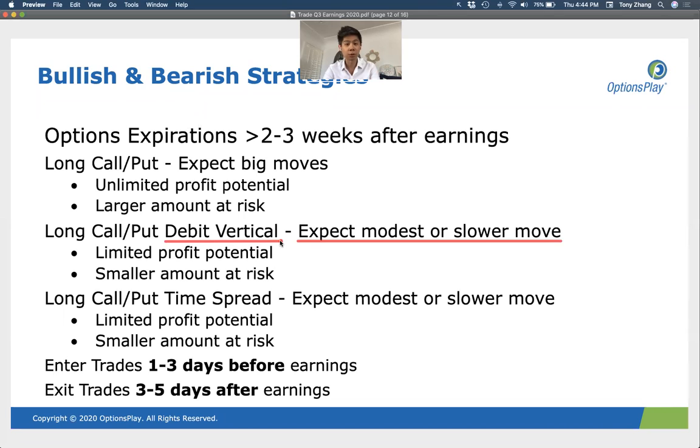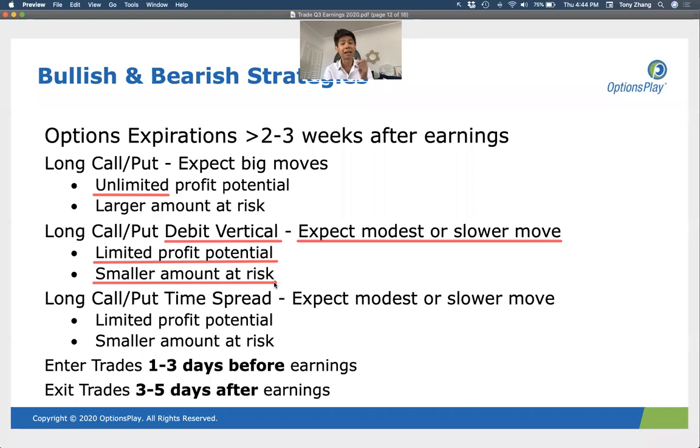Now, with this type of strategy, the benefits that you get are lower risk and a higher probability of profit, but what you're trading off for that is that you now have limited profit potential. Before, you had unlimited profit potential. Now you have limited profit potential. But again, you have a smaller amount of capital at risk. And sometimes when you expect a blue chip stock, a big name stock, not to make a big move, a debit vertical spread is perhaps best suited for that.